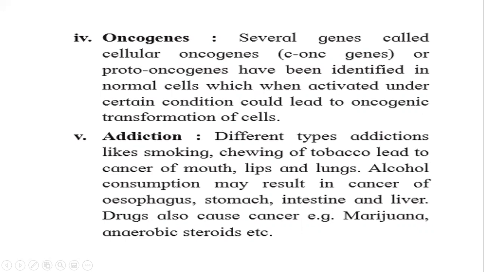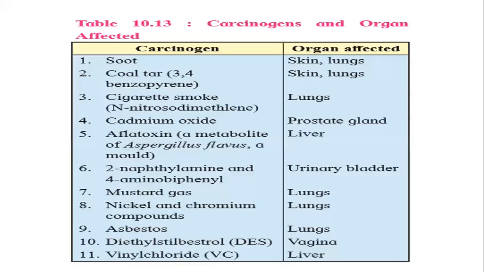Now, what type of addictions can cause cancer? Tobacco, alcohol, okay? They may cause cancer of different organs like esophagus, stomach, intestine, liver. And here you find certain drugs. So which are those drugs which can cause cancer? Marijuana, that is charas, okay? Then anabolic steroids. These are certain addictions which can lead to cancer. So these were carcinogens or carcinogenic agents.